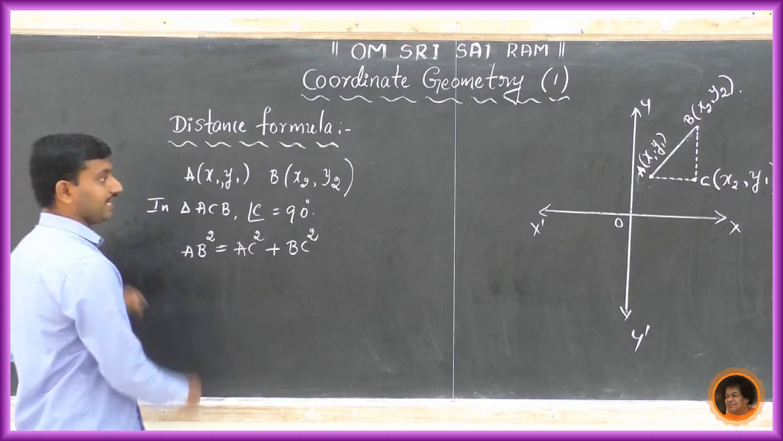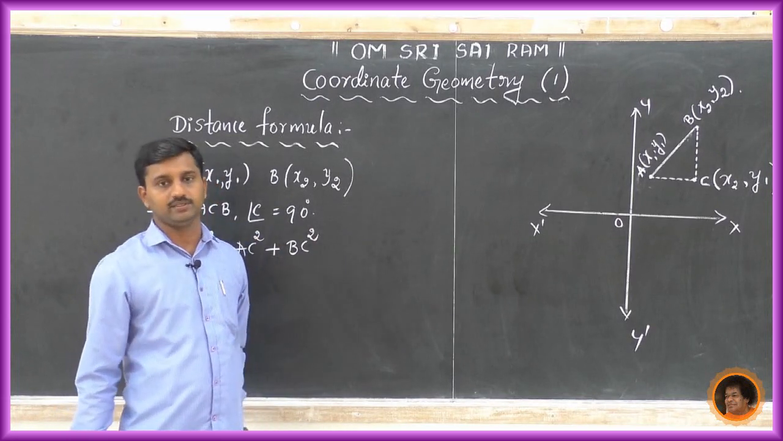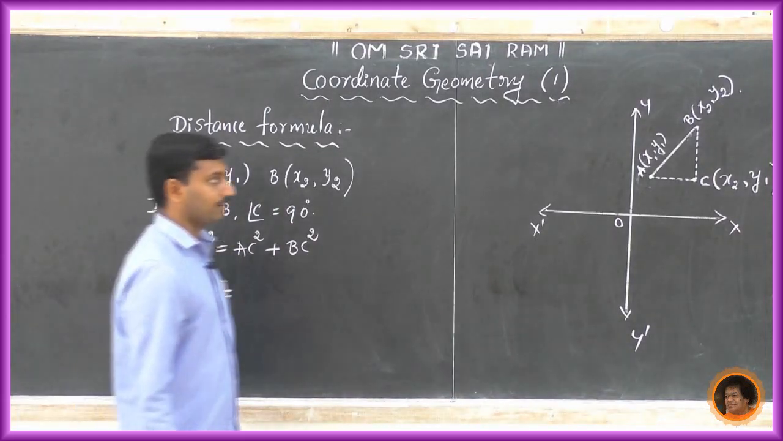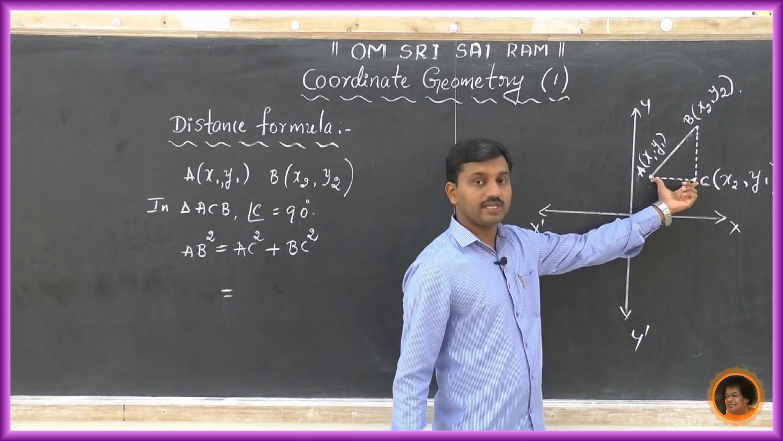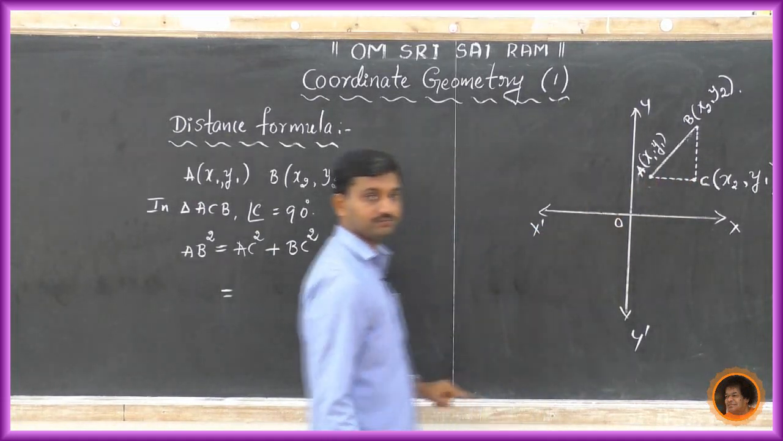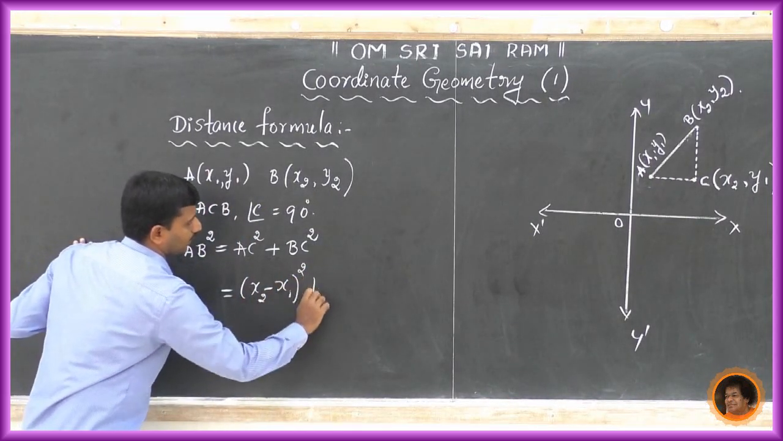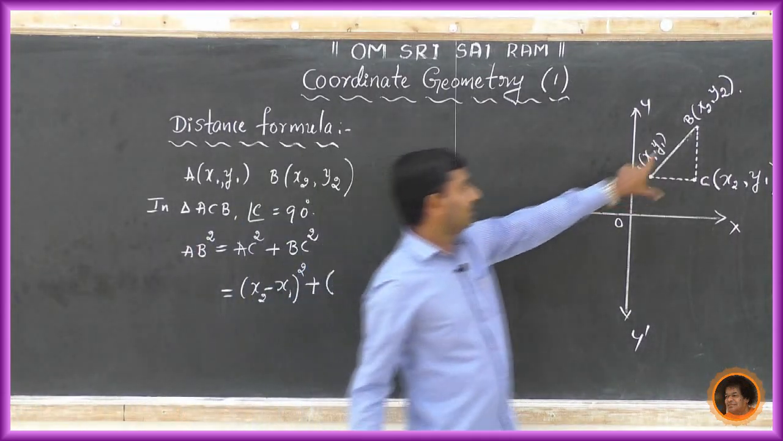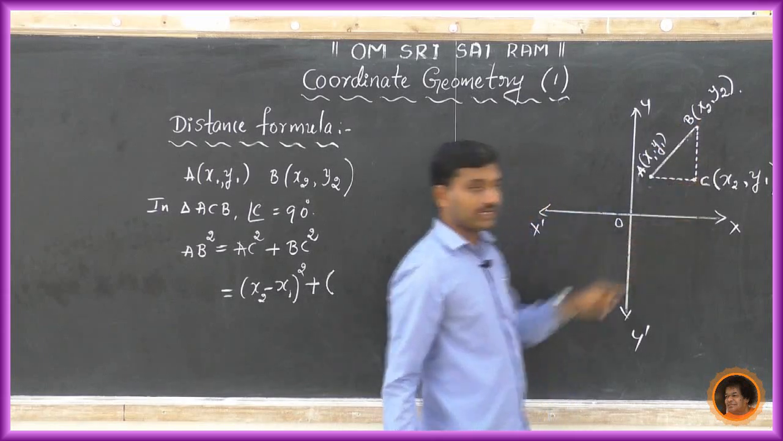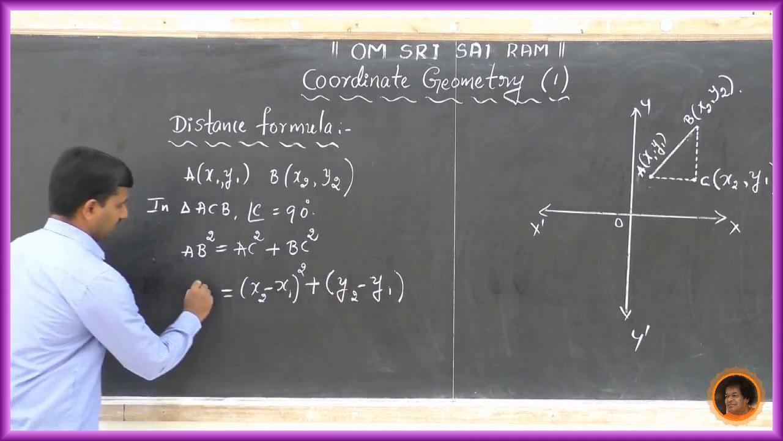Now substitute the value. AB square, or AB, means the distance between the 2 points A and B. Our aim is to find the distance between A and B. So substitute the value. AC square, what is the value of AC? AC means x2 minus x1, so x2 minus x1 whole square, plus BC. The length of BC is y2 minus y1, so y2 minus y1 whole square. So this is AB square.